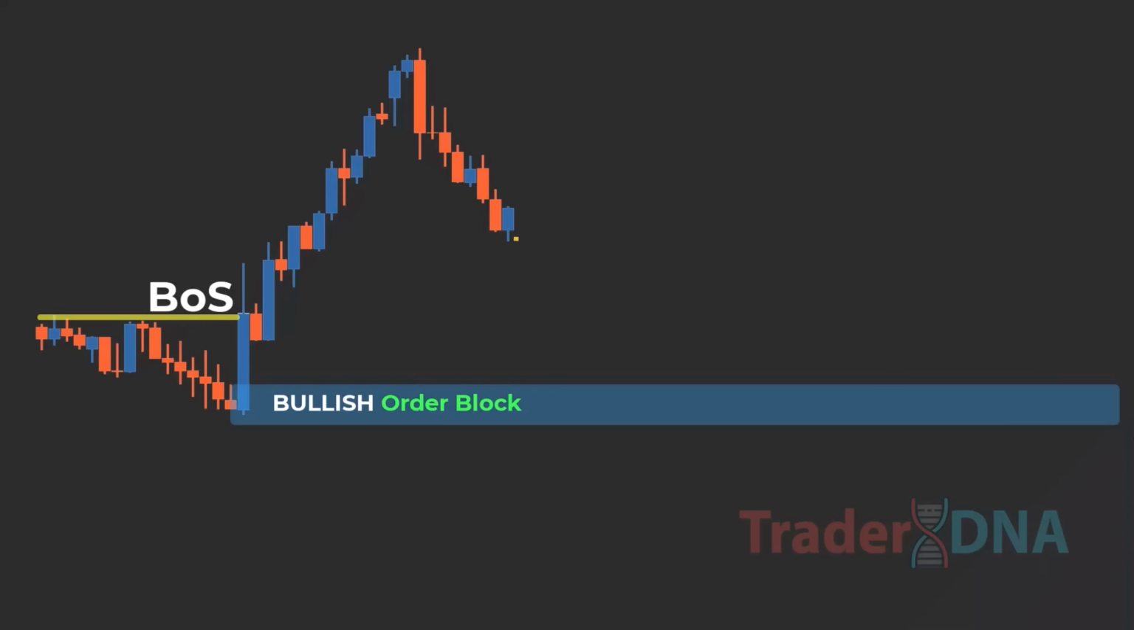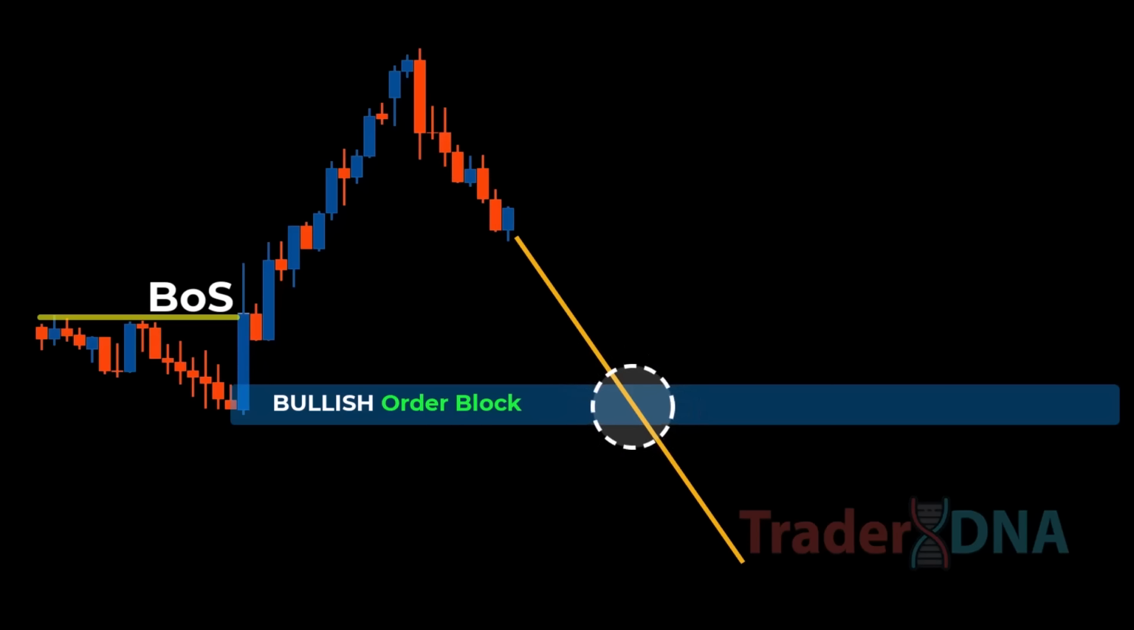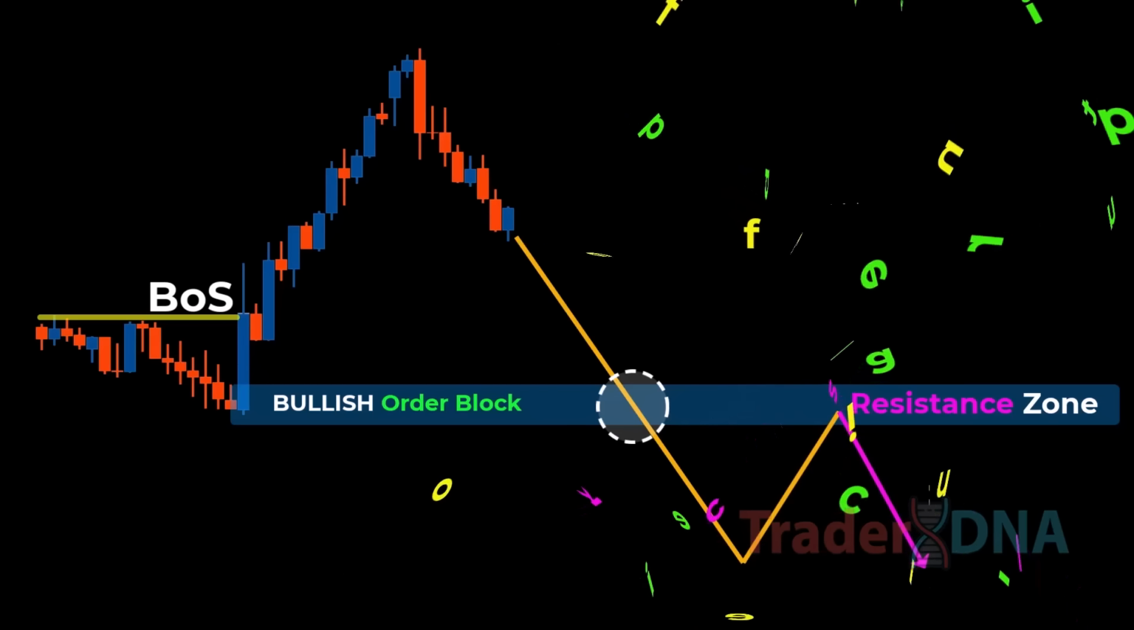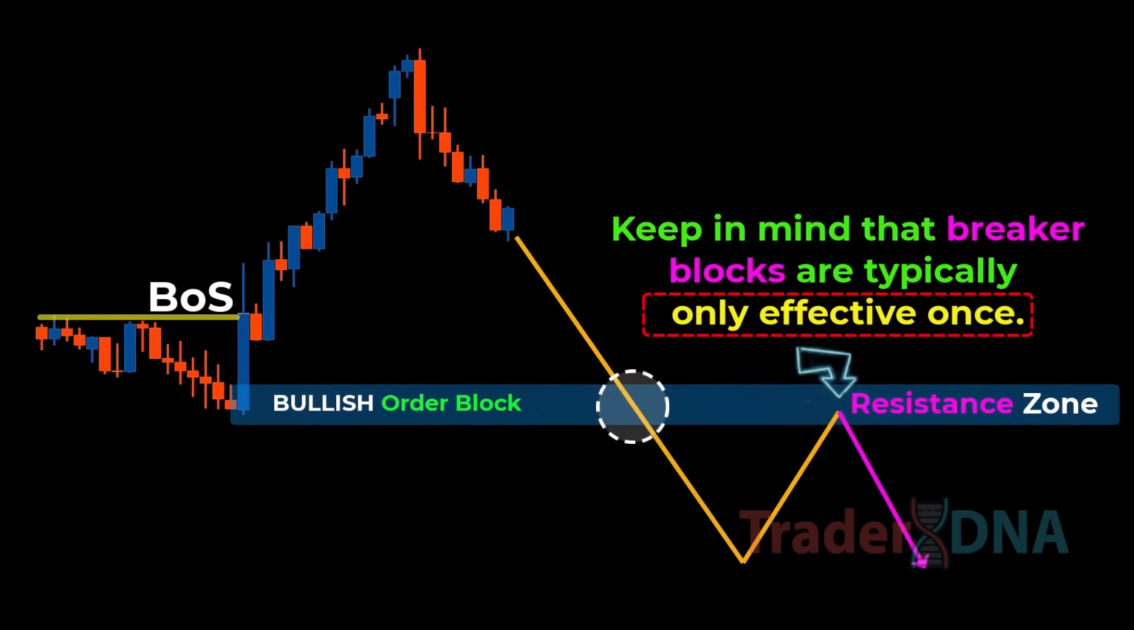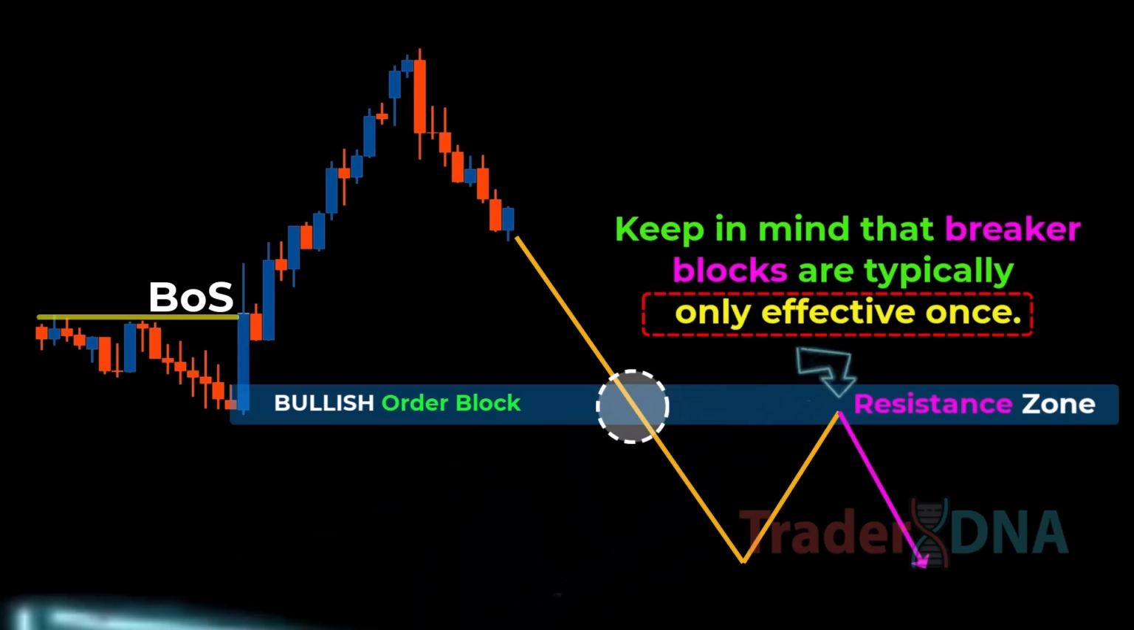Once price breaks it, don't ignore it. When price retraces back to that same level, it can now act as resistance, and that rejection gives us an opportunity to enter a short right at the breaker block. But remember, just like regular order blocks, breaker blocks are typically effective only once. After the break and the retest, the edge is usually gone.